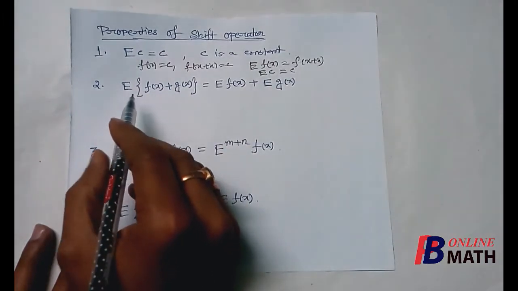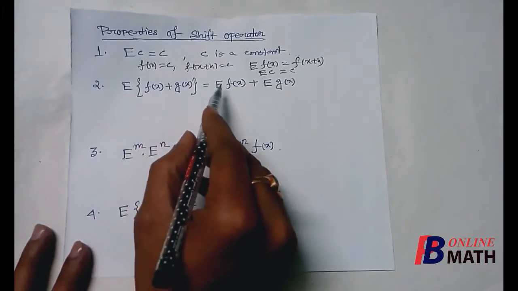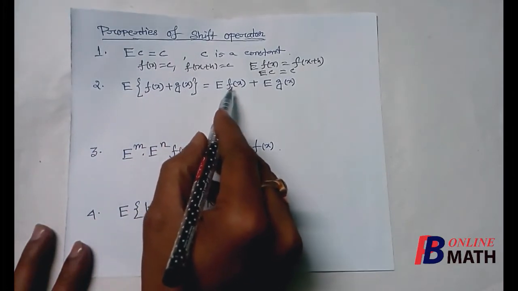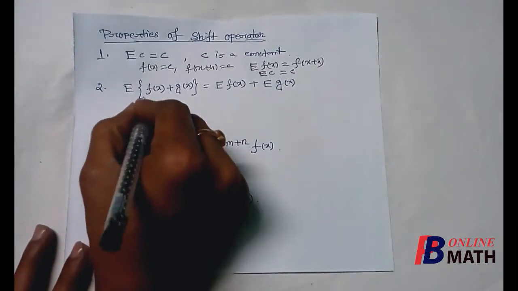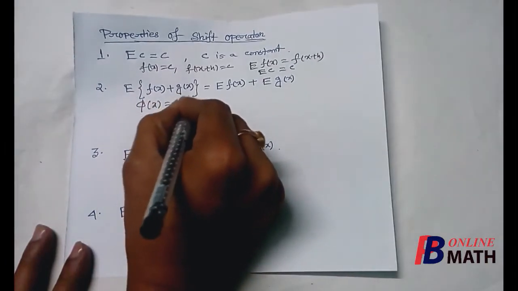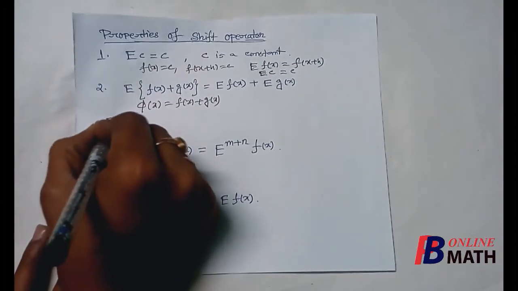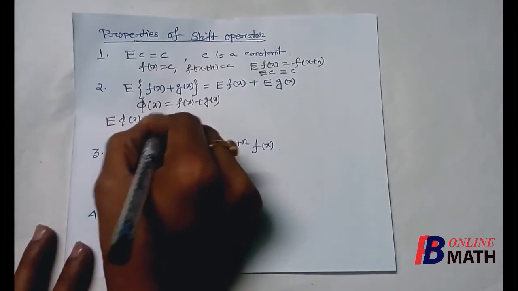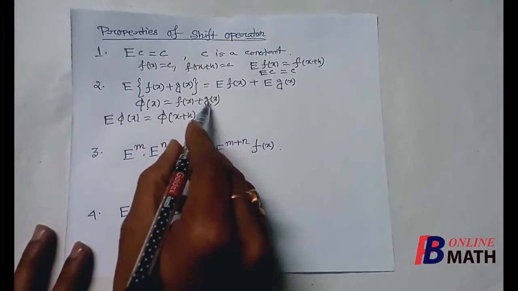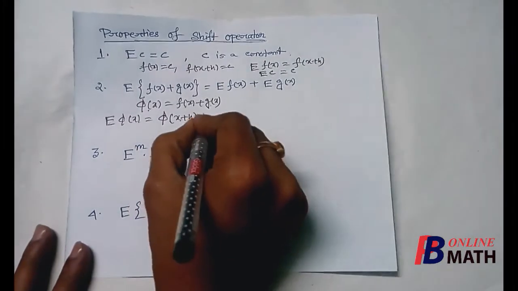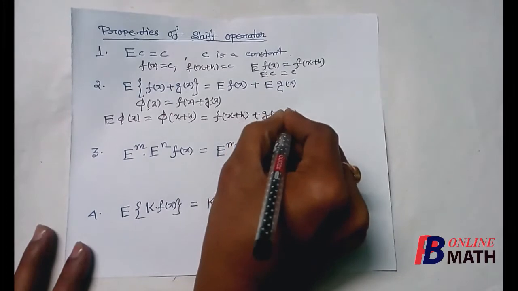Next property is, if we apply the shift operator on f(x) plus g(x), that is equal to E of f(x) plus E of g(x). Suppose phi(x) equals f(x) plus g(x), then if we apply this shift operator on phi(x), we shall get phi(x+h). So phi(x+h) is equal to f(x+h) plus g(x+h).